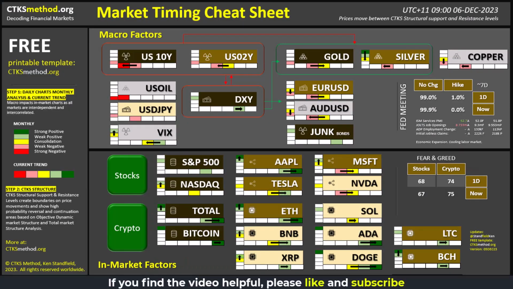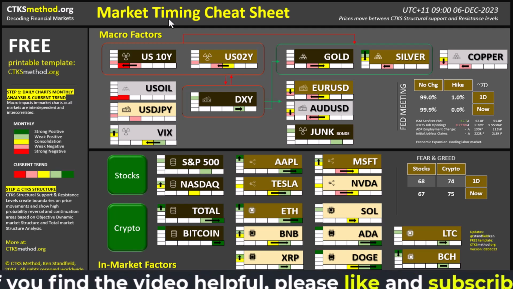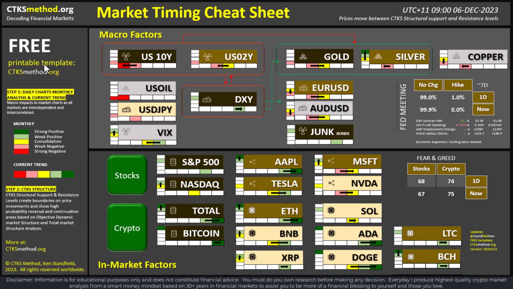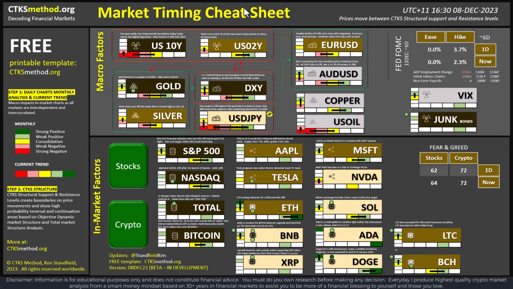If you've ever bought at the top and sold at the bottom, you know how important market timing is, and we have a free printable template at ctksmethod.org. You can pop across there and get one of these sheets that you can fill out yourself. Professional traders look at the entire market structure before they place a trade. And this is what I've done for you here. This is the analysis that I do each and every day, and I'm just sharing it with you.